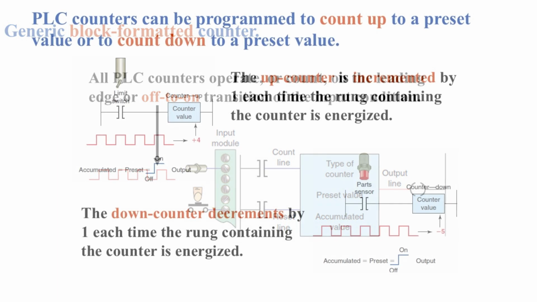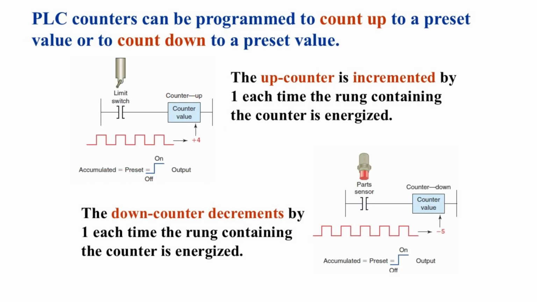PLC counters can be programmed to count up or down to a preset value. In the top diagram, the up counter increases its accumulated value by 1 each time the input rung turns on. For example, when a limit switch closes. The PLC keeps adding 1 for every input pulse until the accumulated count equals the preset value. When that happens, the done bit turns on, triggering an output or another action.